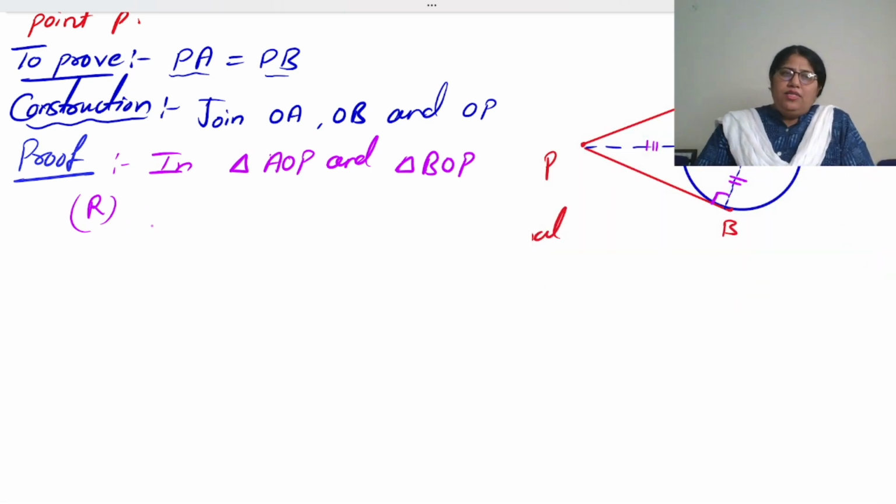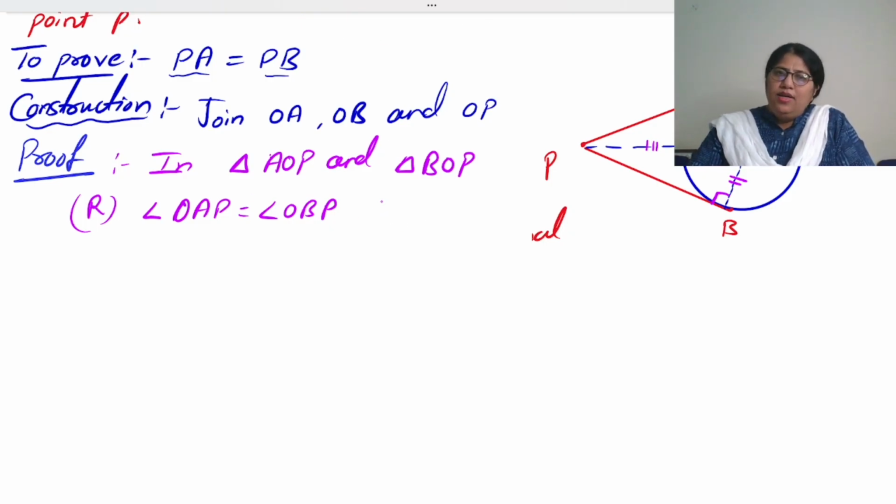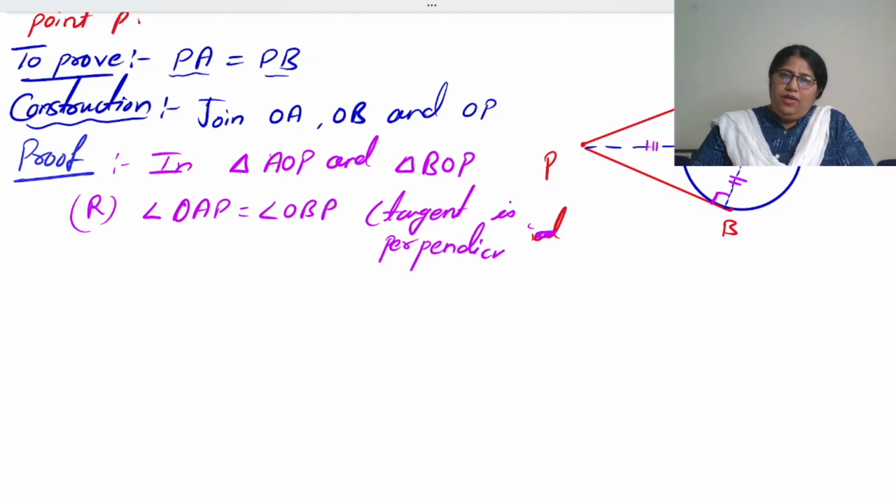Right angle. Please remember, in congruency you have to write down the correct correspondence. So angle OAP is equal to angle OBP. Why? Because you must write down the reason, since it was not in the given. So you must write down here, tangent is perpendicular to the radius through the point of contact, right? So this reason you have to write down.